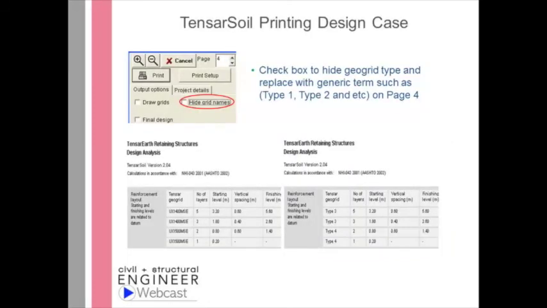Another feature is the ability to hide the geogrid names, which the geogrids are shown on page 4. So you would check this box to replace the geogrid names with generic terms such as type 1, type 2, type 3, etc.